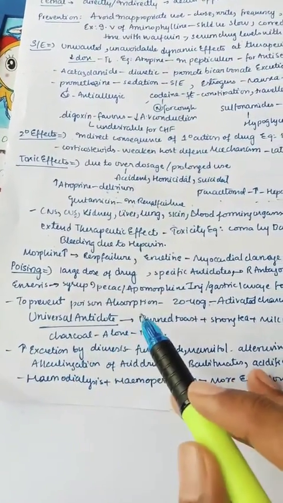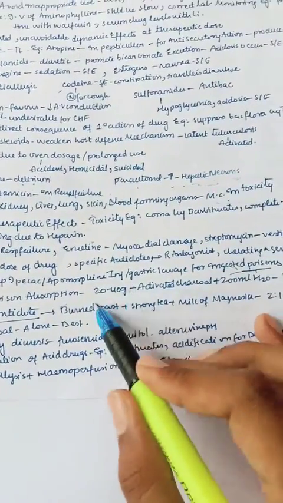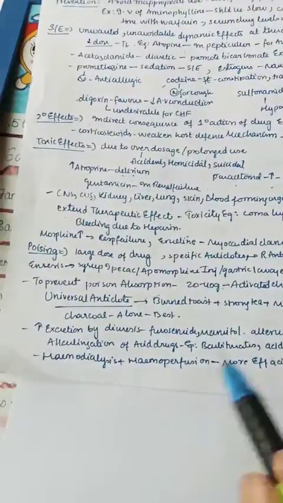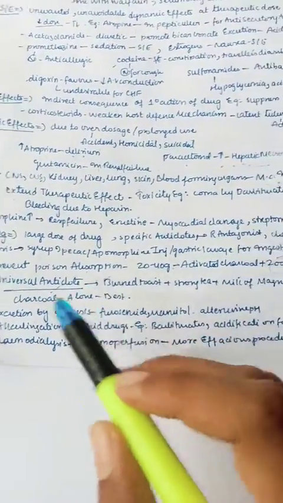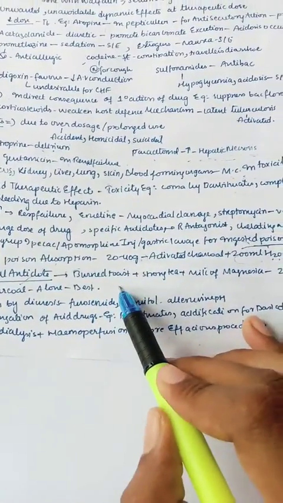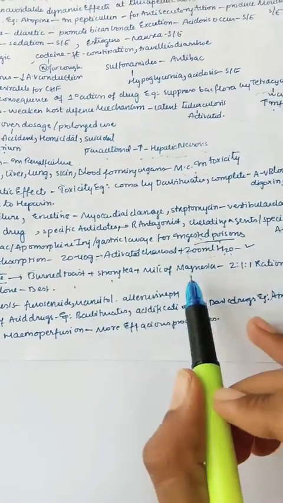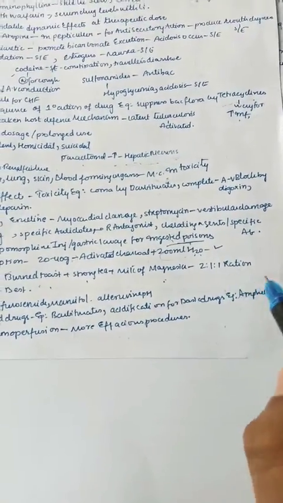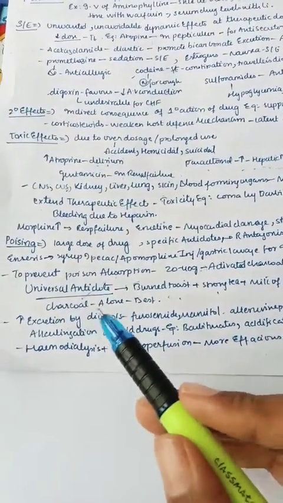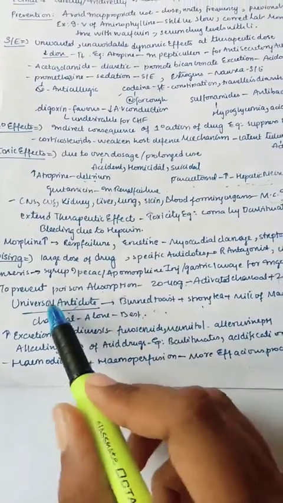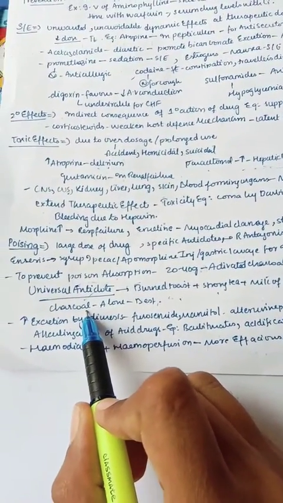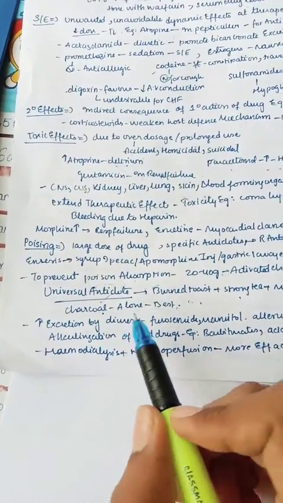And to prevent poison absorption, we use 20 to 40 grams of activated charcoal along with 20 grams of water. And we have a universal antidote to prevent poisoning, that is burnt toast along with strong tea and milk of magnesia. These three should be in the ratio of 2:1:1. So charcoal alone is best when compared with this universal antidote, because charcoal prevents the absorption of the poisonous drugs.